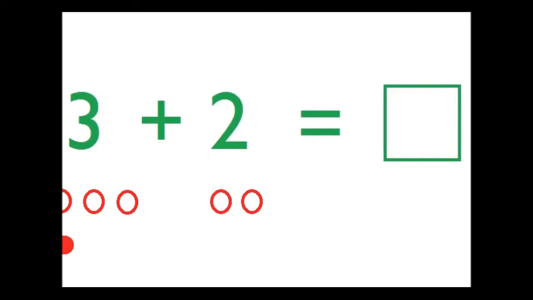5. Let's make sure. 1, 2, 3, 4, 5. Boys and girls, our answer is 5. We got 5 marbles, boys and girls. Isn't that nice? Yes, it is.